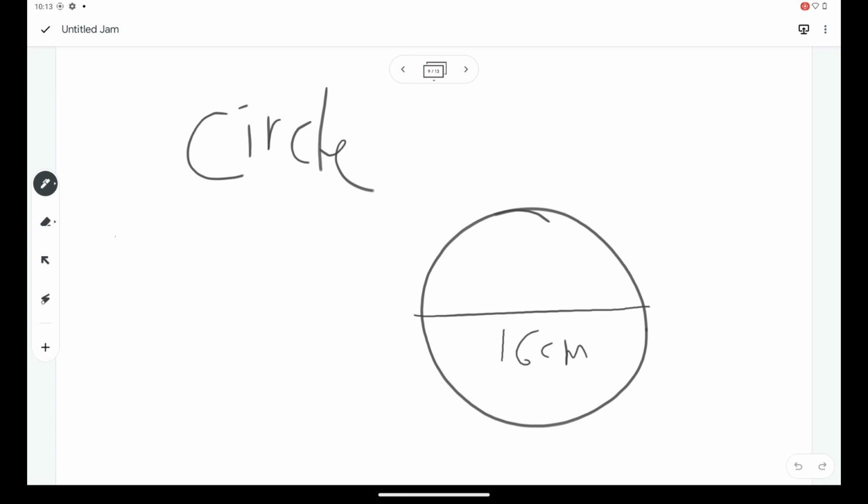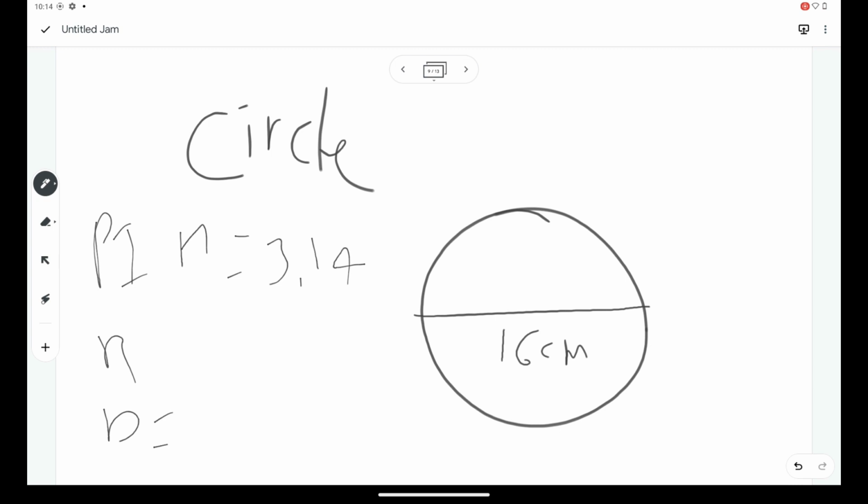The final shape I'm going to show you is a circle. Now with a circle there are 3 key terms that we need to understand. One of them is pi, sometimes listed as a symbol like this. Pi literally means the number 3.14. We then also need to know radius and diameter.